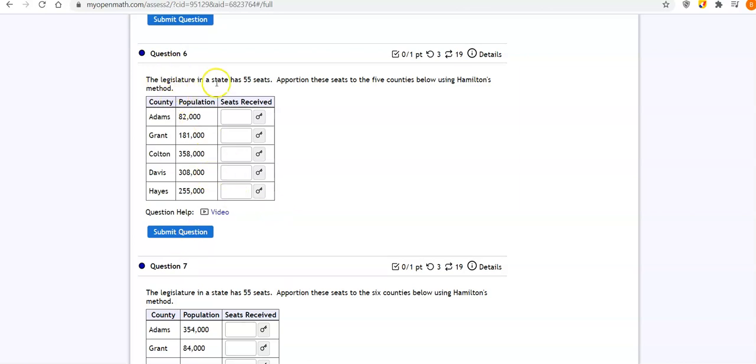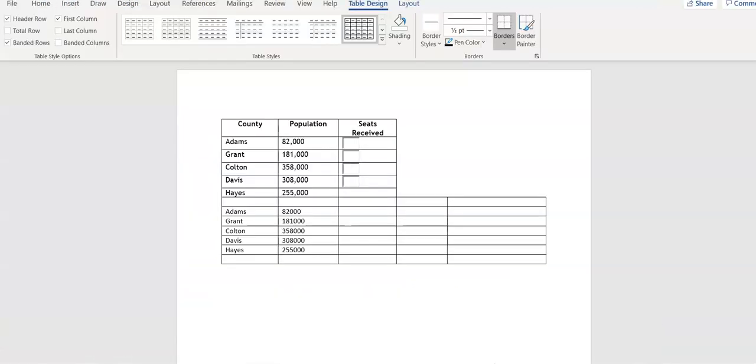So let's take a look at question 6. We are going to allocate 55 seats to these 5 counties with the populations right here. And I have moved all of this over here. And I'm sorry, my dog is making all sorts of noise in the background.